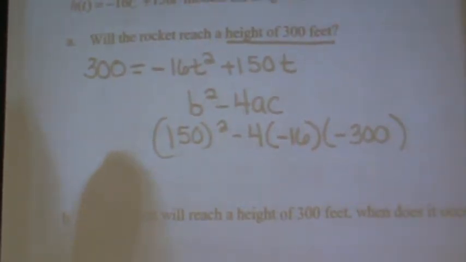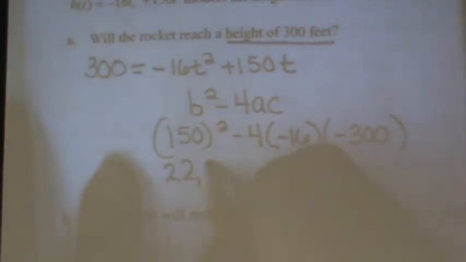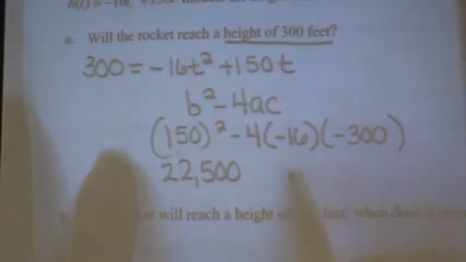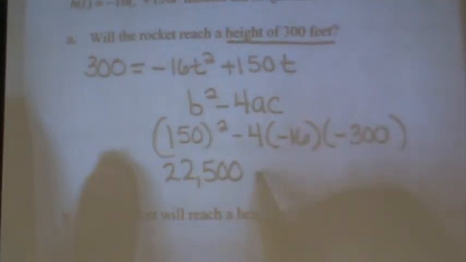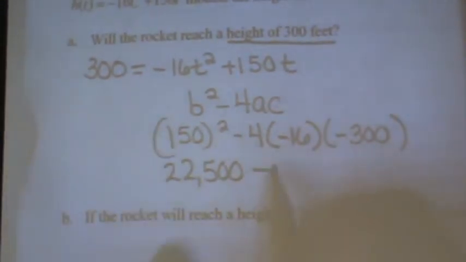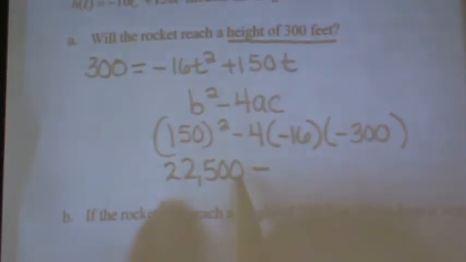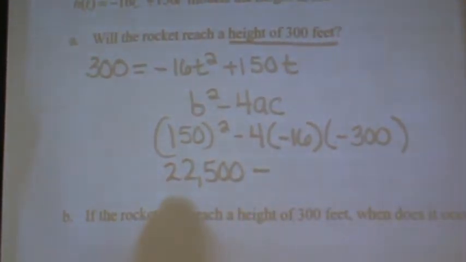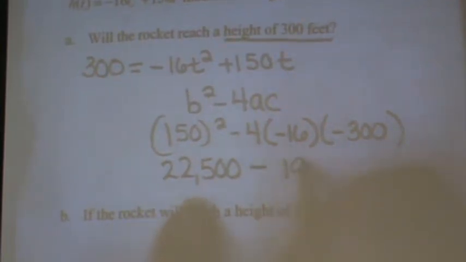Okay, so let's do this. What's 150 squared? 22,500. And now we have a negative, negative, negative. Let's make sure this number has to be smaller than that. If it's negative, then we're in trouble. So we have 4 times 16 times 300. I know it's going to be negative, and I got 19,200. Did anyone else?